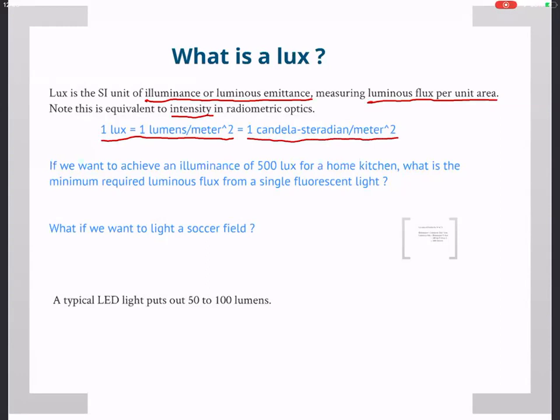Now I'm going to put you into breakout rooms again, and I want you to try to answer these 2 questions. So you may want to write this down before you get disconnected. Let's say we want to achieve an illuminance of 500 lux for a home kitchen. What is the minimum required luminous flux from a single fluorescent light?